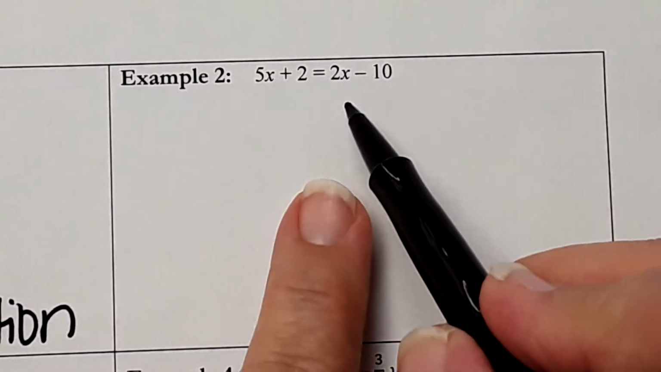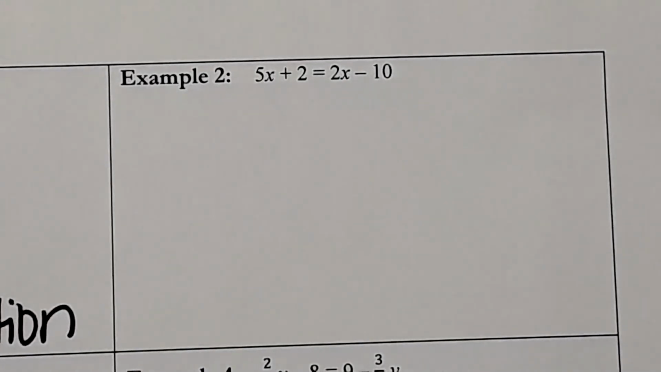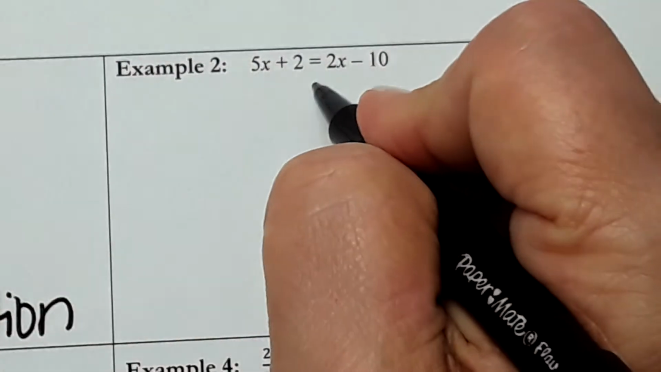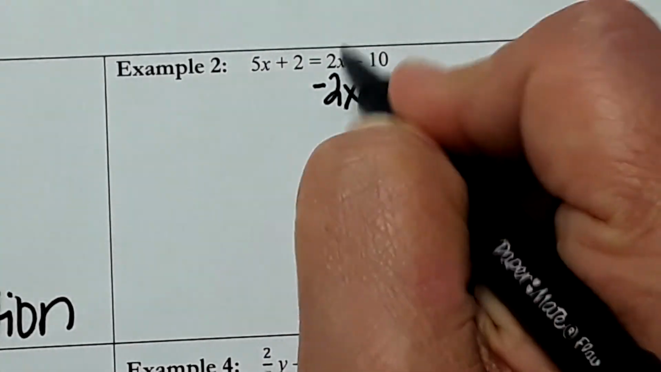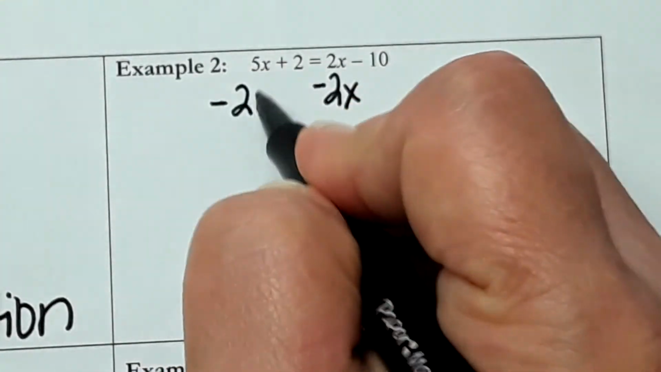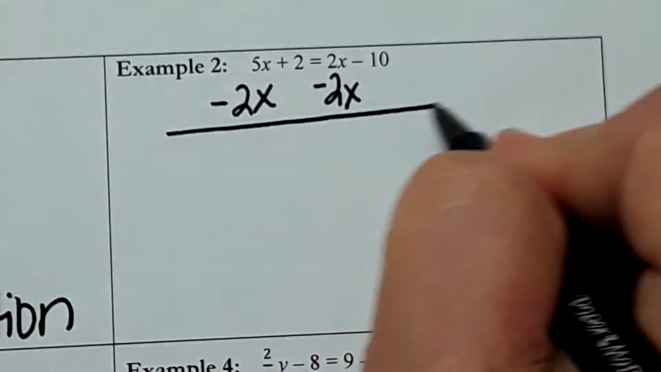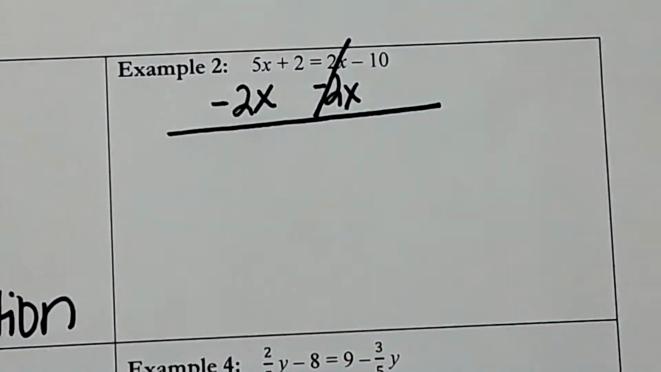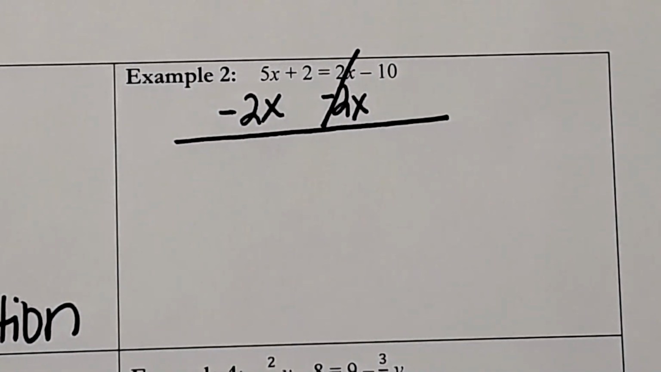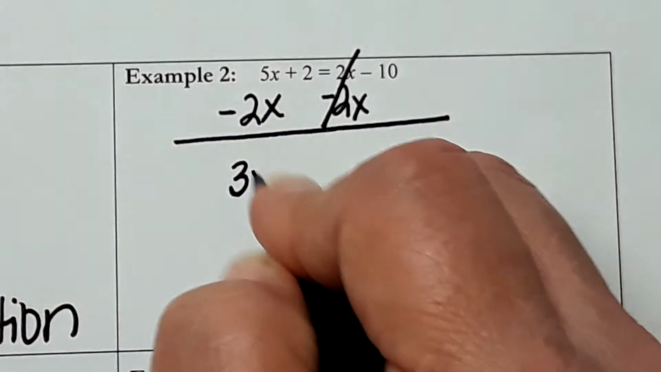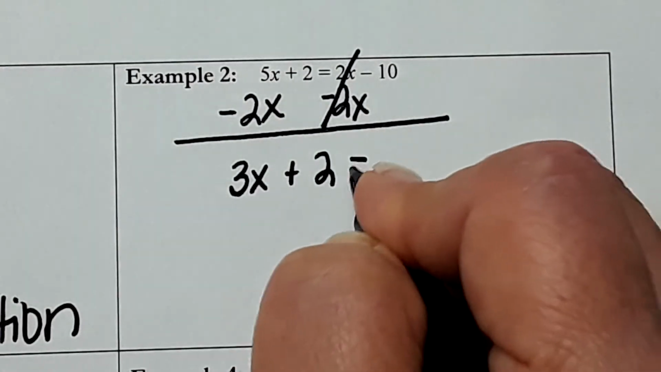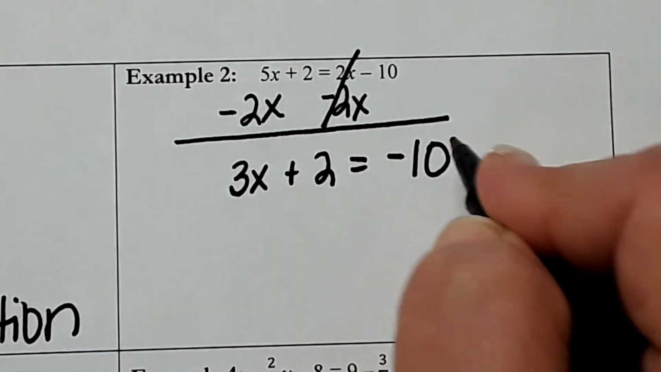So I have a 2x. 2x is positive, so what am I going to do? I'm going to subtract it because it was positive, so I have to take the opposite of it. These cancel out. And what is 5x minus 2x? 3x plus 2 equals -10.